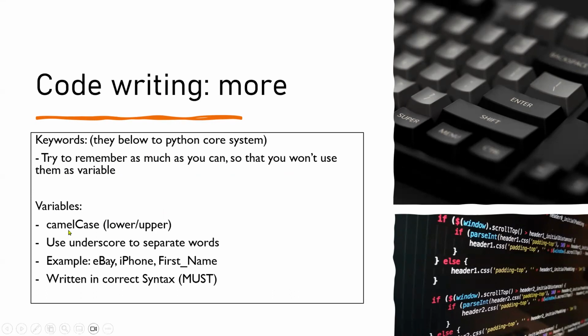you have to follow this camel casing. The first letter will be lowercase, and then the rest will be uppercase. Actually, when you see this example, like eBay or iPhone, the first character E is lowercase, and the next one is uppercase, right? And written in correct syntax. I told you before that whenever you write down some code, you must make sure the syntax is correct. For the camel case, you need an example.